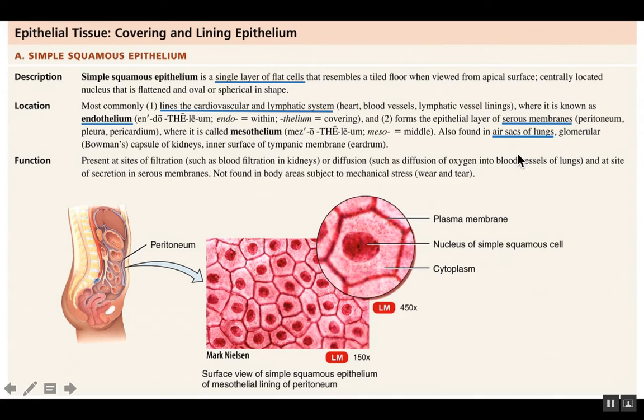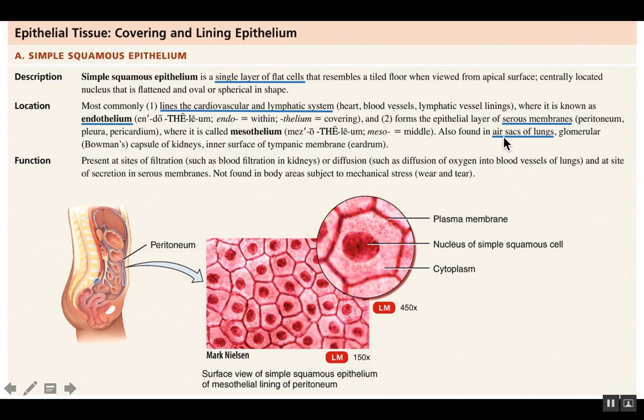One other location is in membranes known as serous membranes. The body has 3 serous membranes, which are these double-layered membranes. They include the peritoneum, which is in your abdomen, the pleura, which surrounds your lungs, and the pericardium, which surrounds your heart. This membrane, or these membranes, are often called the mesothelium.